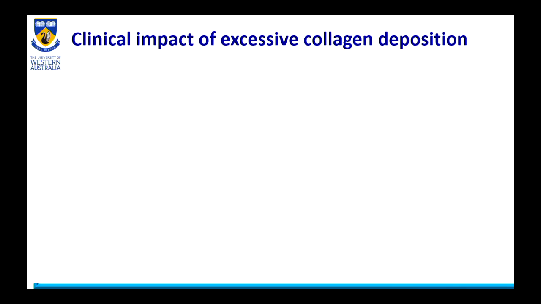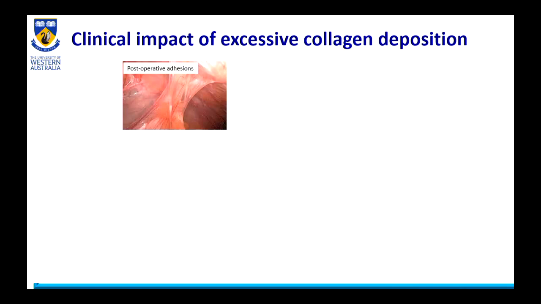So clinical impacts then of excessive collagen deposition. This is just going through a few of them. Post-operative adhesions. This is in the lining of your internal body organs and your body wall covered by what they call mesothelial cells. And when there's damage to them, sometimes what happens is the organs will stick to each other, or organ and body wall will stick to each other by these fibrous adhesions, which can cause bowel constriction, infertility in women, a whole pile of things, and can be very painful.